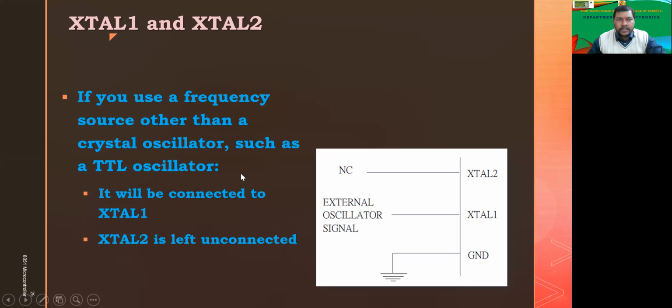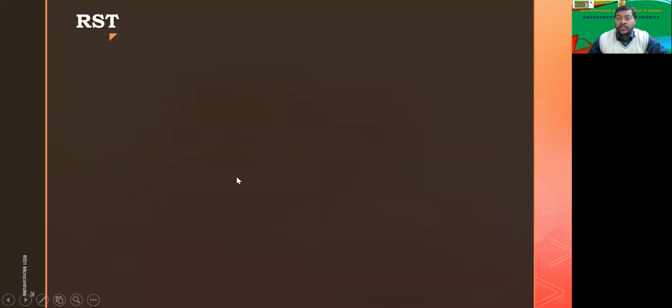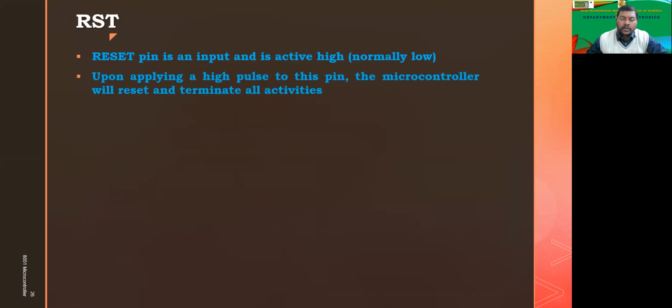So these are the two pins for the connection of, say, the crystal oscillator. And then the reset pin is an input and is active high, normally low, right? Active high means whenever we give high, only then it will be active, and normally it is low, meaning if that pin is kept open, it implies that it is low, right? So upon applying a high pulse to this pin, the microcontroller will reset and terminate all activity. So we have a reset pin.